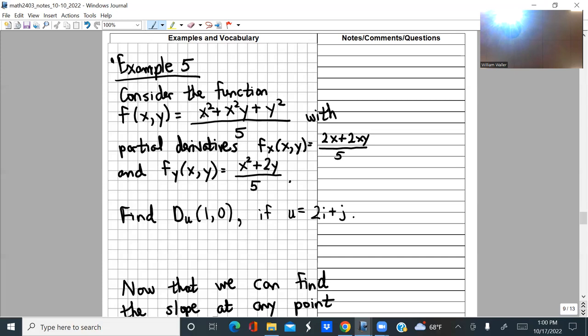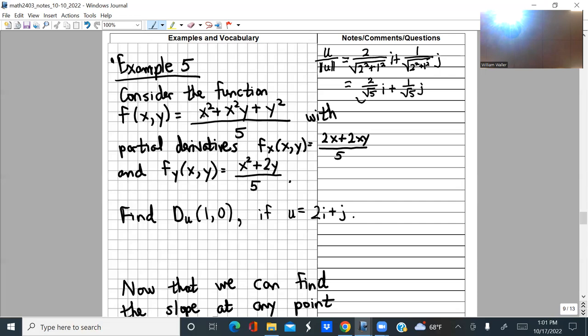All right, let's fill in some numbers here. First, let's find out what our normalized direction is, like we did in the previous example. So you're going to have 2 over the magnitude of this vector, which is the square root of 2 squared plus 1 squared, and then plus 1 over that same magnitude, square root of 2 squared plus 1 squared. This is times i, and this is times j. So that's 2 over the square root of 5 i plus 1 over the square root of 5 j.